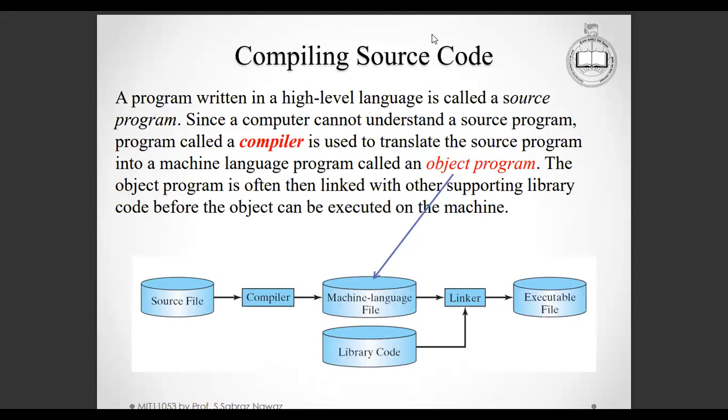A program written in a high-level language is called a source program. Since a computer cannot understand a source program, a program called a compiler is used to translate the source program into a machine language program called an object program. The object program is often then linked with a supporting library before the object can be executed on the machine. So this is some kind of advanced thing on how things are actually taking place.